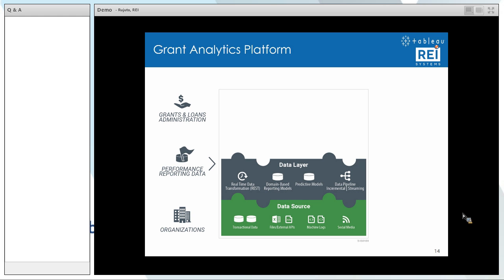The data layer is the key area of the platform where all the data mashup happens. Data fetched from multiple sources gets cleaned, transformed, and stored as easy-to-use reporting models. These models are organized by business domains, which we will deep dive into in an upcoming slide. Our platform has a real-time data transformation service based on microservice principles. The service is the key capability that provides high reusability of this platform for other agencies.